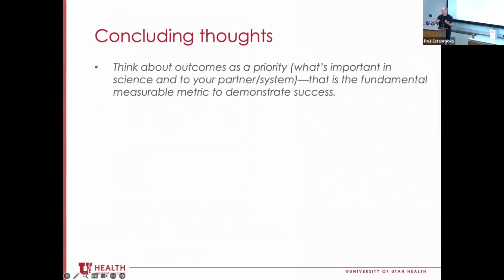I like to think about outcomes as the priority. What is the priority? What's important to science and what's important to your partner? When you can find a priority that's important to your partner and important to science, that's usually what we try to build our proposals around. The outcome is the fundamental measurable metric for impact. Whatever outcome you choose, we want to make sure that it's a measurable metric that you're able to report out on, and it's typically aligned with demonstrating success since you're trying to meet a priority.